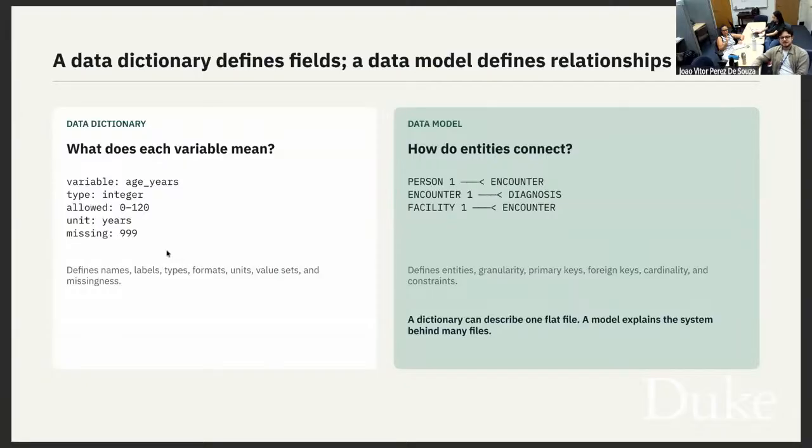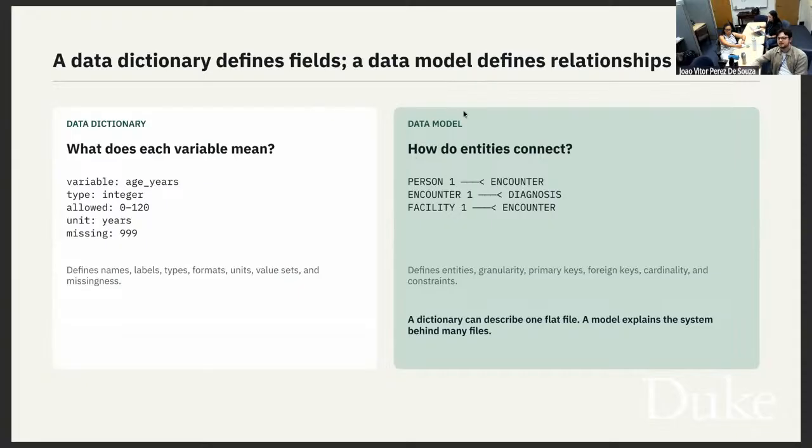So then here come the differences between the data dictionary and the data model. The dictionary is usually going to be about one specific study. It's going to define what each variable means. So like age in years, it's going to be collected as an integer, so no decimal points here. You can have values between 0 and 120. This is going to be collected in years. And then maybe if you have missing data, you're going to enter 999 as the value there. So you have labels, types, formats, etc. And this is usually, at least in our reality, mostly driven study by study and case by case.